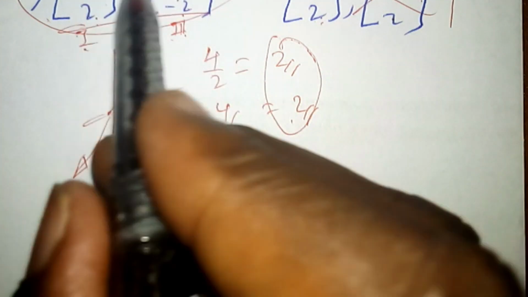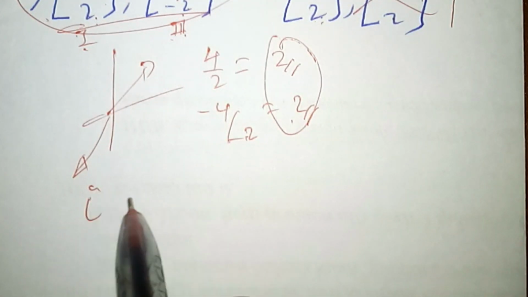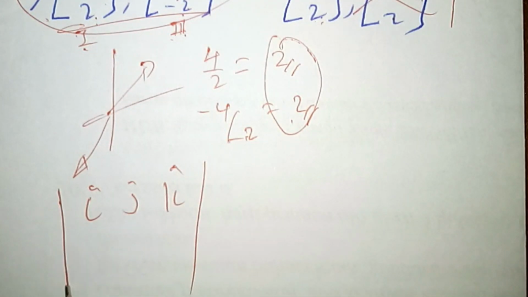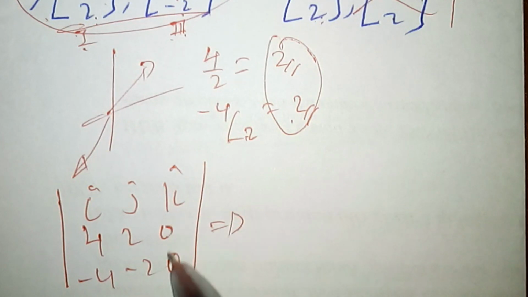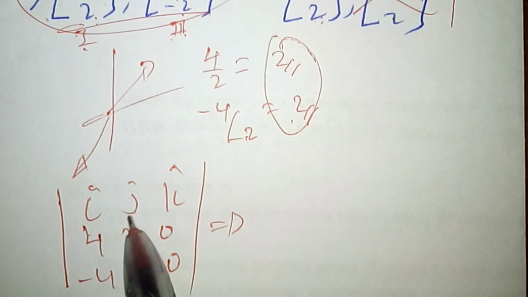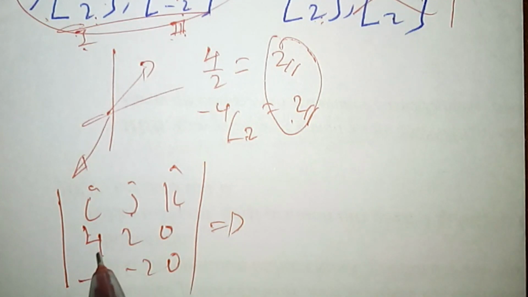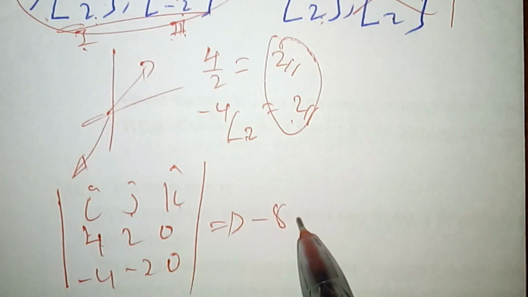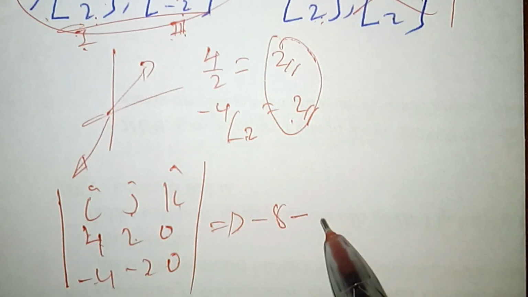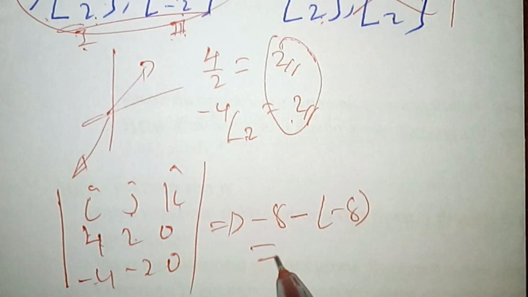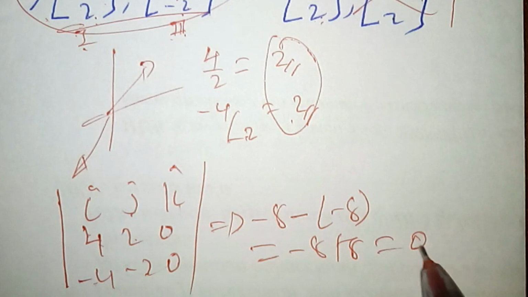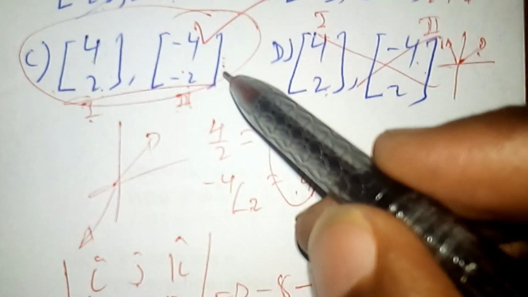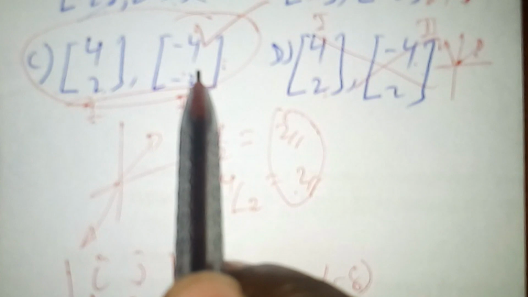Taking the cross product of these two vectors, you can take i, j and k, and the cross product becomes 0. This is 4, 2, 0. This is -4, -2, and 0. Here, since the k terms are 0, i and j do not survive, only the k term survives. That means k is i cross j. 4 times -2 is -8, -4 times 2 is -8. So this is equal to -8 plus 8, which exactly gives us 0. That means the vectors on alternative C are collinear with each other.